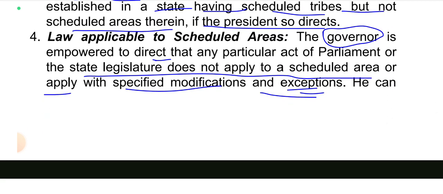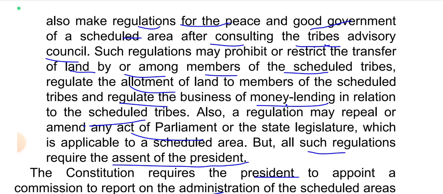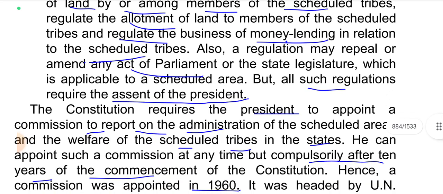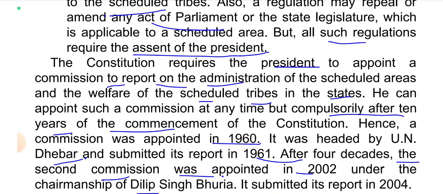The governor is empowered to direct that any particular act of parliament or the state legislature does not apply to a scheduled area, or applies with specified modifications and exceptions. He can also make regulations for the peace and good government of a scheduled area after consulting the Tribes Advisory Council. Such regulations may prohibit or restrict the transfer of land by or among members of the scheduled tribes, regulate the allotment of land to members of the scheduled tribes, and regulate the business of money lending in relation to the scheduled tribes. Also, regulation may repeal or amend any act of parliament or the state legislature which is applicable to a scheduled area, but all such regulations require the assent of the president.